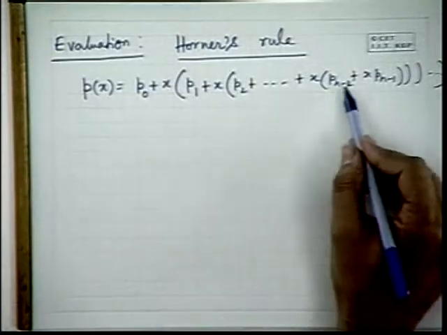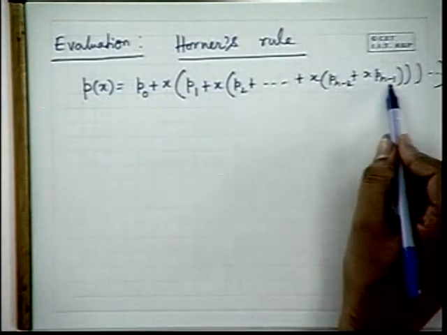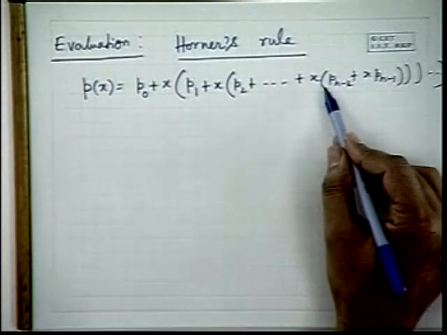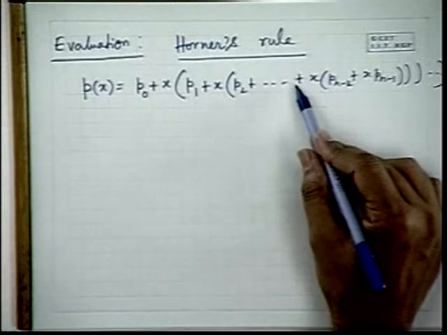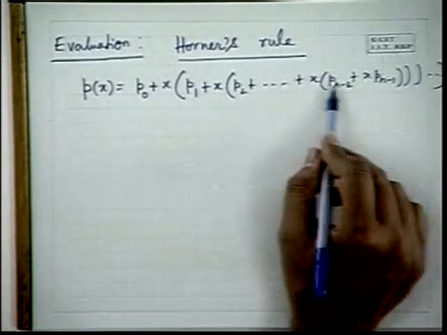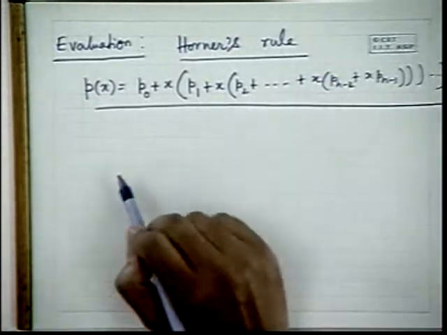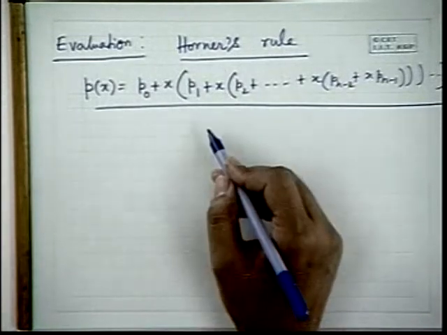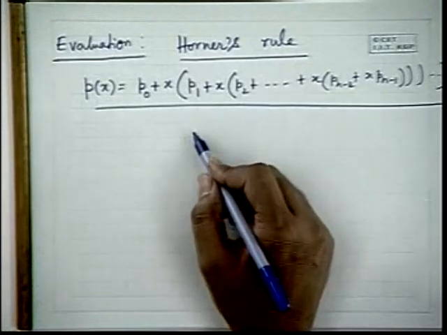So you first compute the innermost one here, x times p_{n-1}, add another coefficient, then multiply it with x, then add another coefficient, multiply it with x, and it goes on. So this is Horner's rule. Rather than computing x to the power 5, where you would be multiplying x 5 times, and again for x to the power 6, multiplying 6 times, that is too much multiplication. So to avoid the duplication, you can evaluate in this manner.